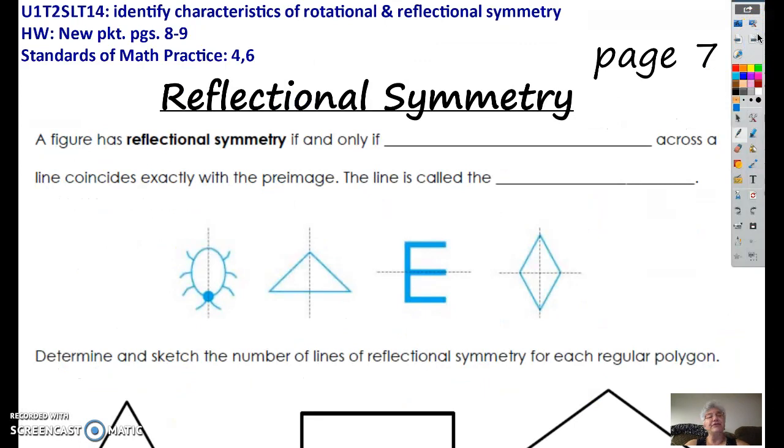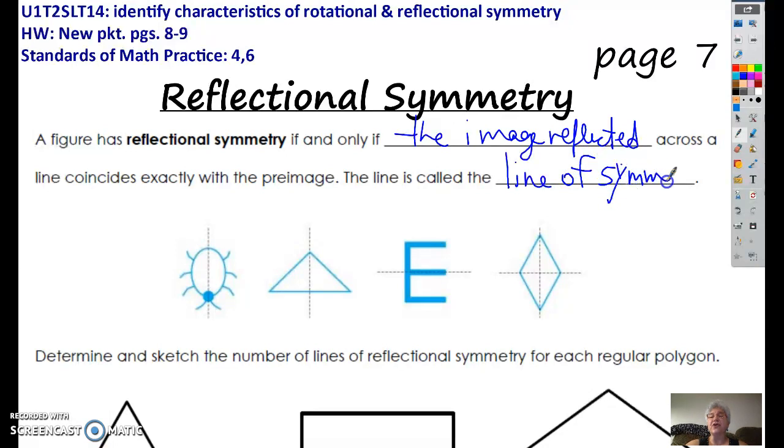Okay, moving on to reflection symmetry on page 7. A figure has reflectional symmetry if and only if the image reflected across a line coincides exactly with the pre-image. This line is called the line of symmetry. So we were talking before in the last packet about a line of reflection. Now we're talking about reflectional symmetry. So we are calling it the line of symmetry.